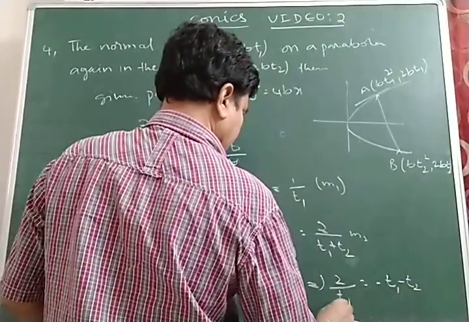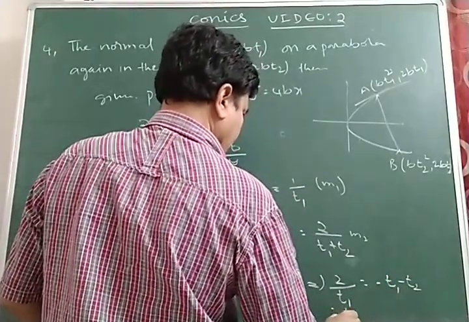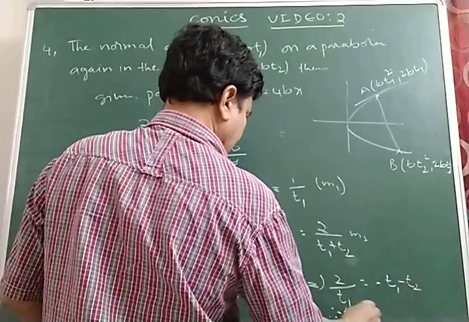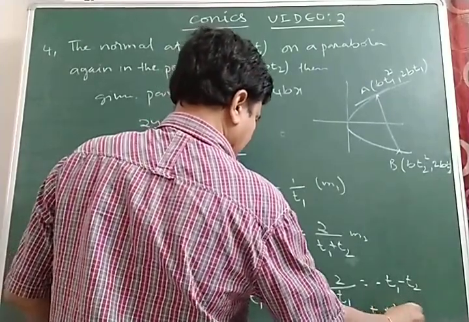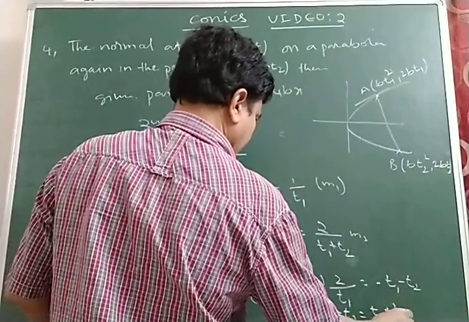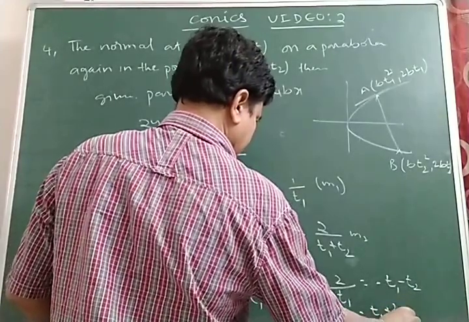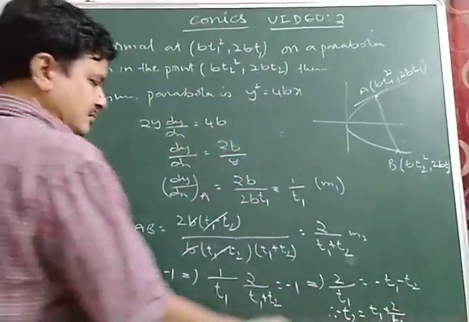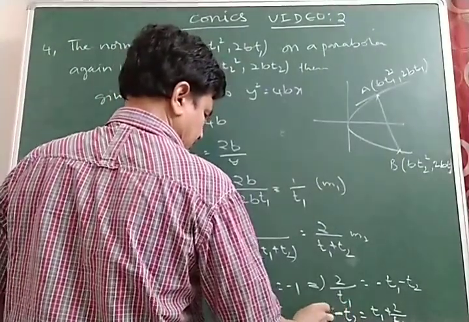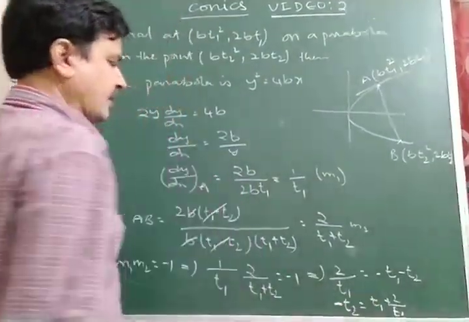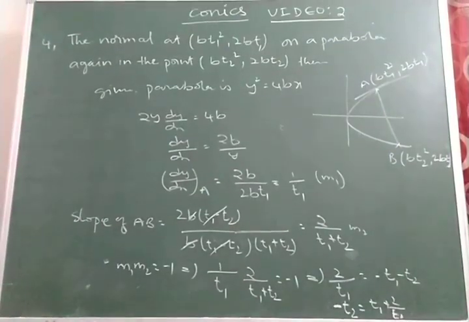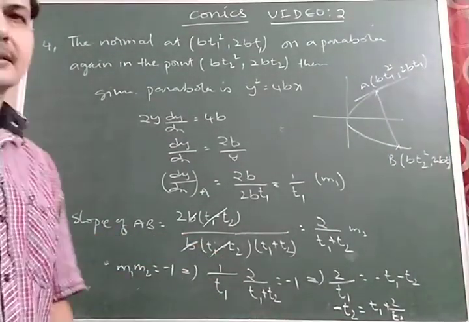So therefore minus t2 is equal to t1 plus 2 by t1, which is the required condition.